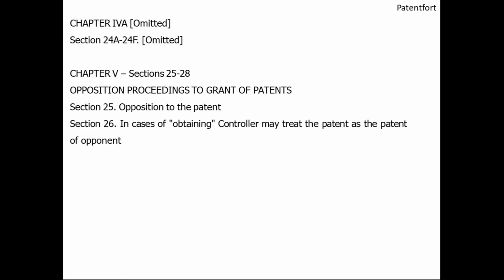Chapter 4A omitted. Sections 24A to 24F omitted. Chapter 5 Sections 25 to 28 Opposition proceedings to grant of patents. Section 25 Opposition to the patent. Section 26 In case of obtaining, controller may treat the patent as the patent of opponent. Section 27 omitted. Section 28 Mention of inventor as such in patent.